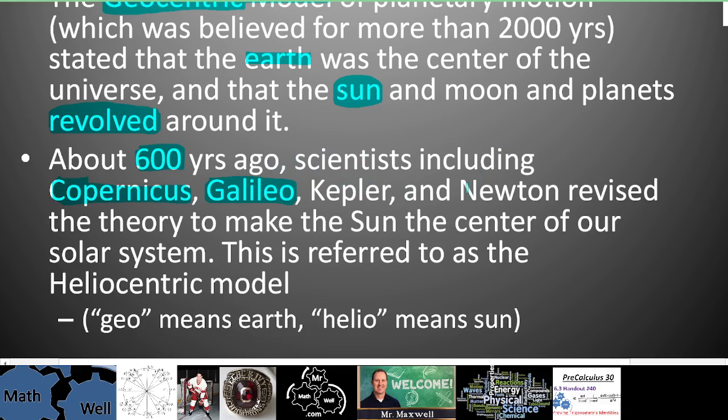And also Kepler and Newton. So Sir Isaac Newton, and he was responsible, among some others, but mostly him, for calculus, which is like my favorite. They revised this theory to make the sun the center of our solar system. So not really speaking of the entire universe, but at least the sun is the center of the solar system, so the earth would revolve around the sun instead of the opposite way around. This is referred to as the heliocentric model, helio. And I noted down below here, just a reminder, geo means earth, helio means sun. So earth-centered and sun-centered, okay?